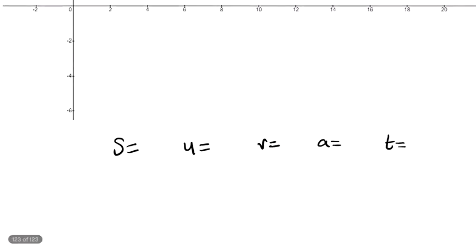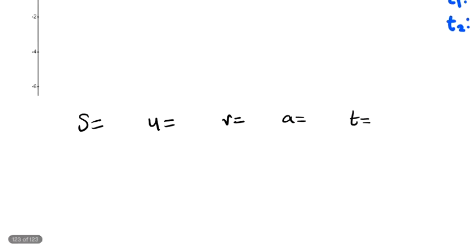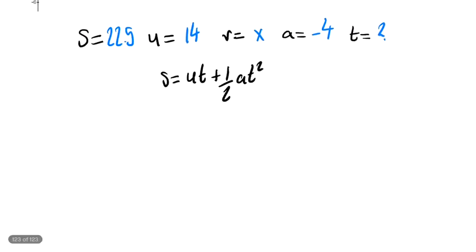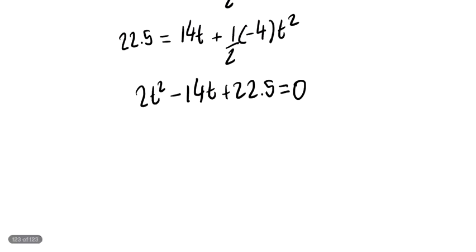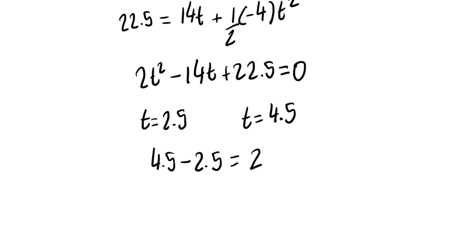Now the way you actually calculate these is with just simple SUVAT. Use s equals ut plus half at squared, and that will give you a quadratic in t, and you'll get your two solutions for your times, which is 2.5 and 4.5, so the difference in times is 2 seconds.